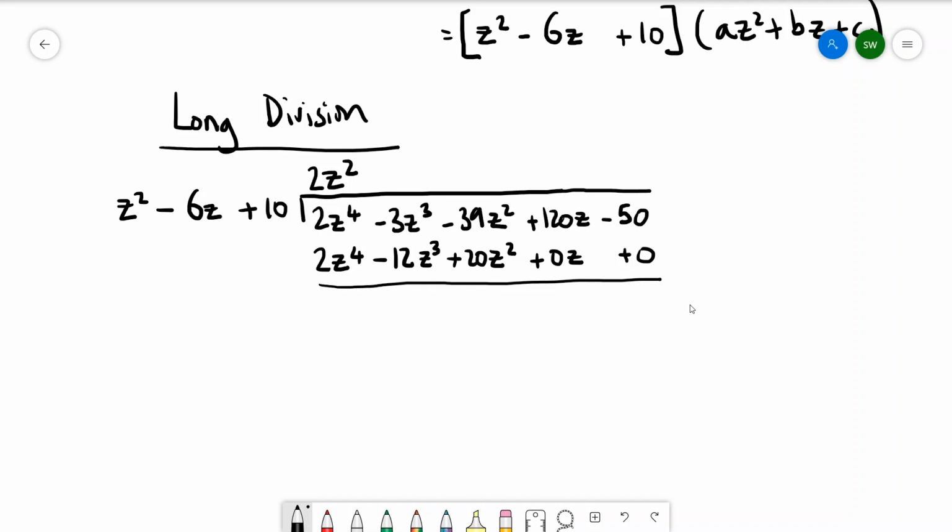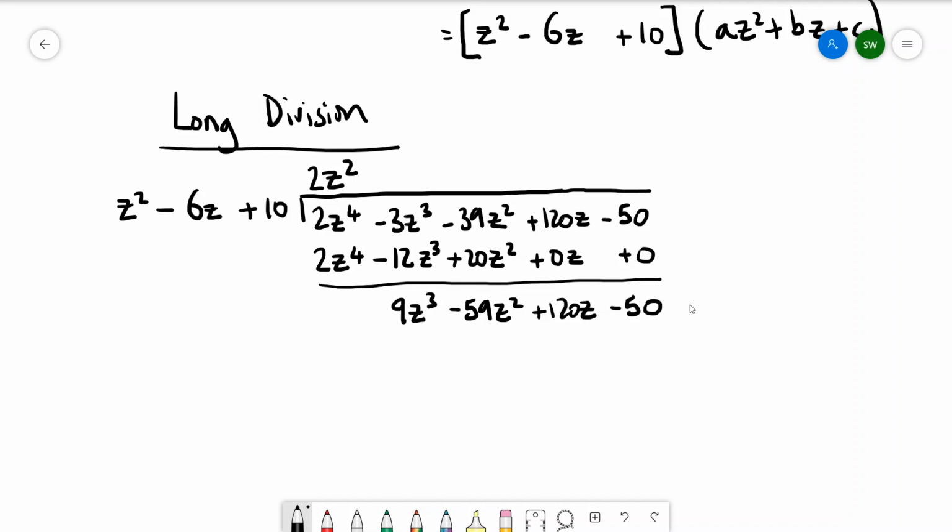And then we're going to do the top line, take away the bottom line. So 2z to the power of 4 take away 2z to the power of 4 is 0z to the power of 4. This take away this gives us minus 3 minus minus 12, which is 9z cubed. Minus 39z squared minus 20z squared is minus 59z squared. And then 120z minus 0z is plus 120z. And minus 50 take away 0 is minus 50.